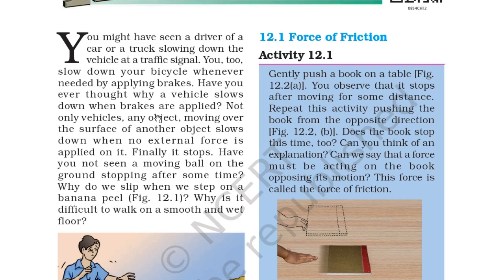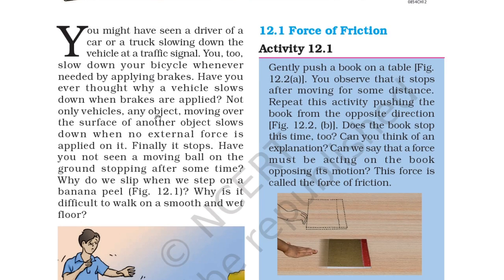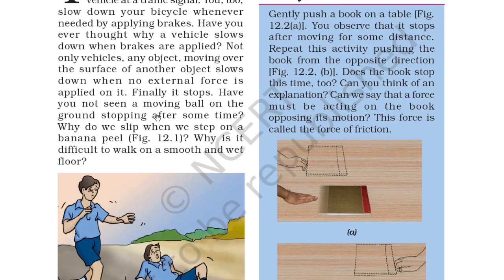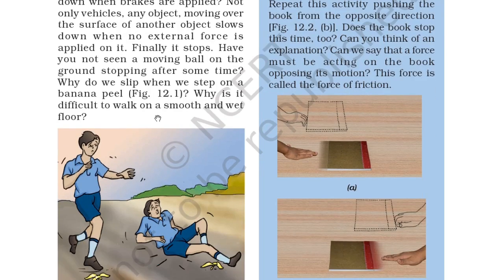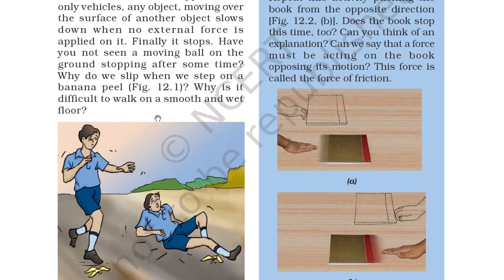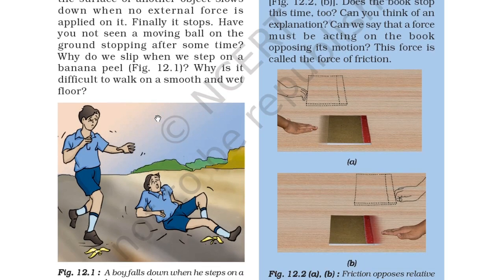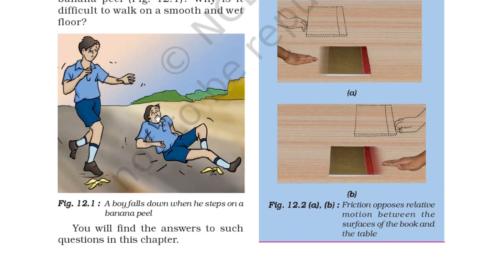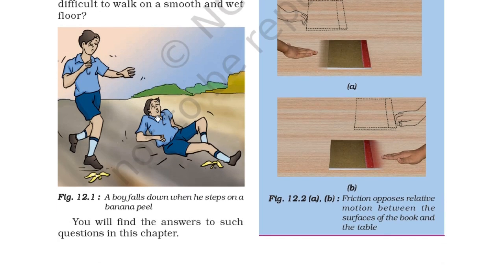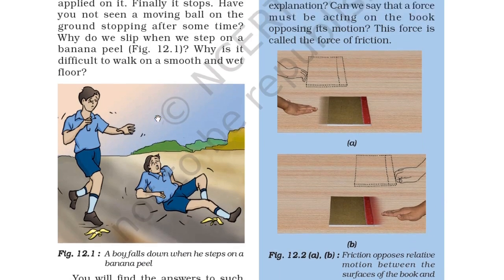Not only vehicles, any object moving over the surface of another object slows down when no external force is applied on it. Finally, it stops. Have you not seen a moving ball on the ground stopping after some time? Why do we slip when we step on a banana peel? As you have seen in figure 12.1, the guy has slipped on a banana peel. Why is it difficult to walk on a smooth and wet floor? You will find the answer to such questions in this chapter.